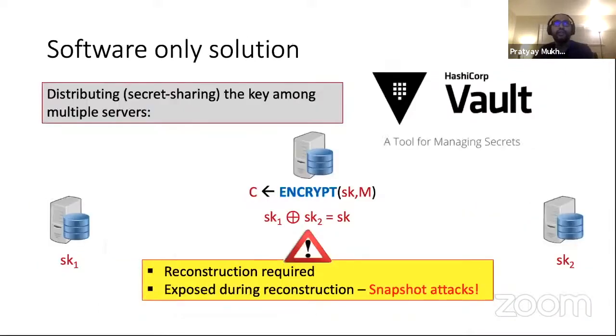There are also software-only solutions that do not involve any hardware-based solution, and we are going to focus on that here. One of them is offered by services like Vault, where the secret key is stored among different servers in a secret shared manner. Then during decryption, the secret key is gathered in one server and then decryption takes place. The problem with this solution is that since the secret key is reconstructed in one server, it's vulnerable to so-called snapshot attacks, where the adversary can breach into the system during the decryption and capture the secret key.